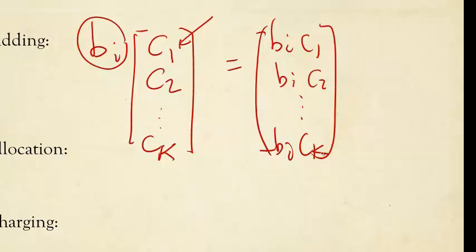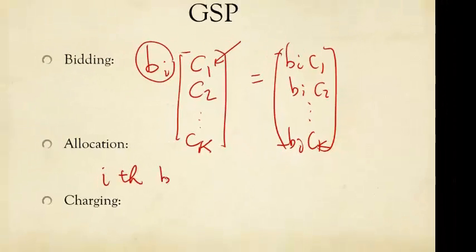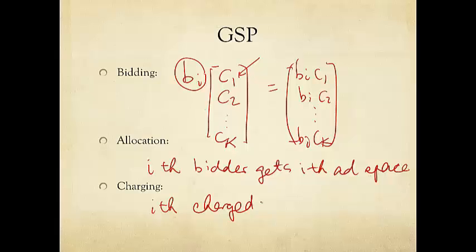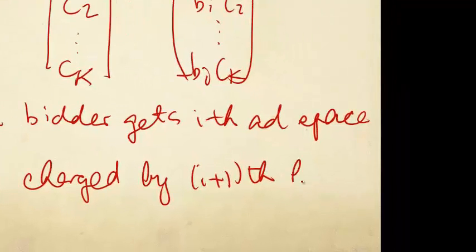The allocation is very simple. The ith highest bidder gets the ith most valuable ad space. And the charging mechanism is that the ith one is charged by the one below it, the (i+1)th bid. Unless you have no one below you, then you are just charged the basic minimum dollars per click.